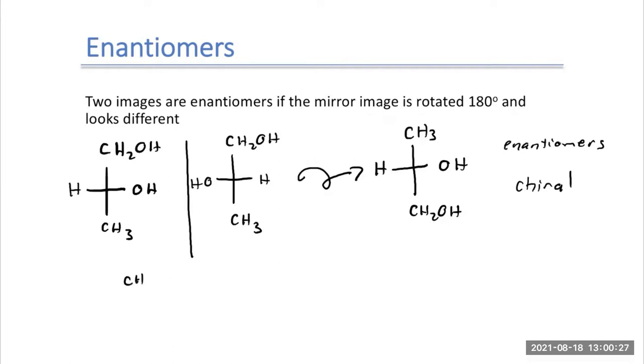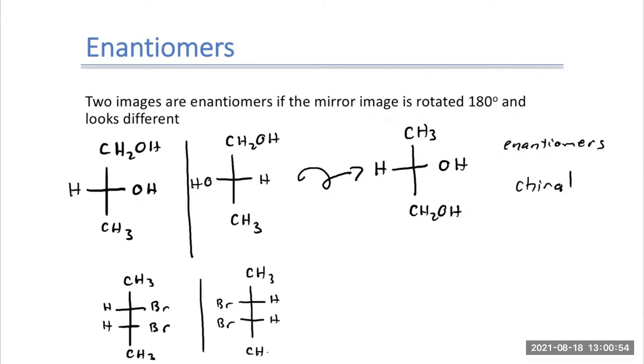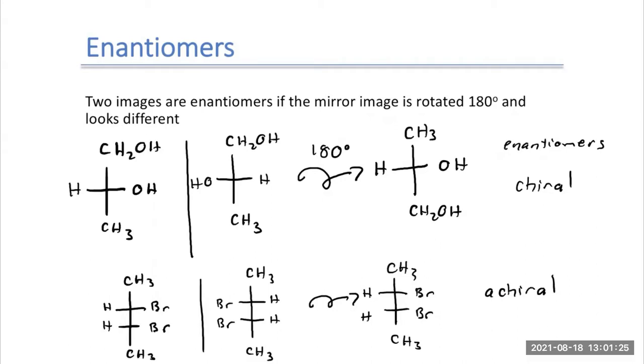So let's try one more. CH3, CH3, bromine, bromine, and my hydrogens. Draw its mirror image, because technically we have two stereocenters there. And then we do our rotation. Now, they look identical. Since the rotated compound and the original one are identical, we consider this achiral, because it does have a mirror plane that runs through it. That mirror plane, you can see, is right there.